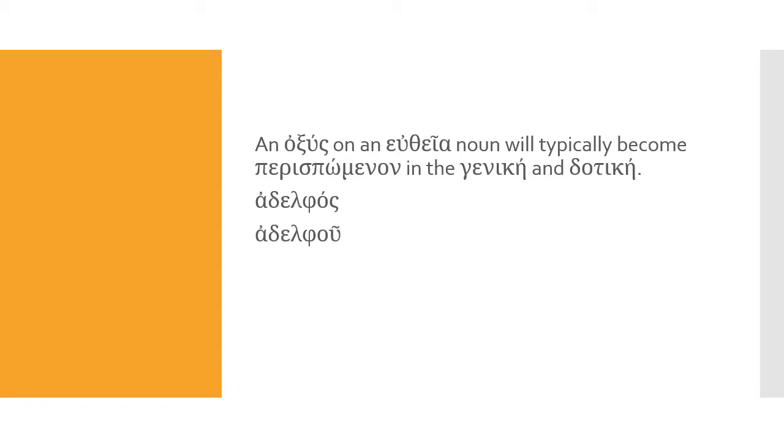Adelpou, in the genike, it becomes perispomenon, becomes circumflex. Because the vowel has changed from short to long, it becomes a perispomenon. Same in the dotike, adelpo. In the ediatike, it is adelpon, because it's short, and so generally the pattern is the genike and the dotike will have the same accent. The ευθεία and the adiatike will have the same accent.